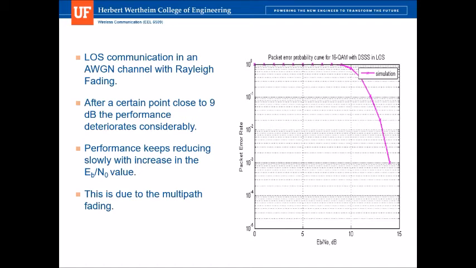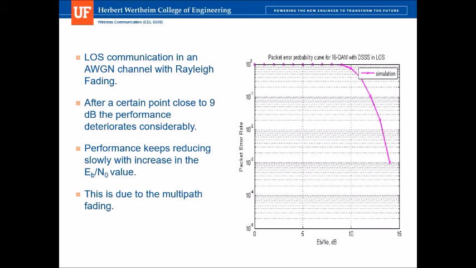After the Rayleigh fading is considered, Rayleigh fading is put up again. So after a certain point at around 9 dB, the performance deteriorates, and it keeps reducing with increase in the Eb by N0 value. This is due to the multipath fading introduced.